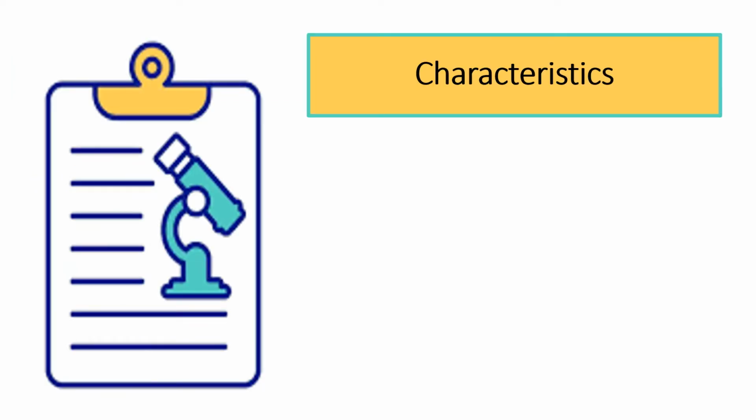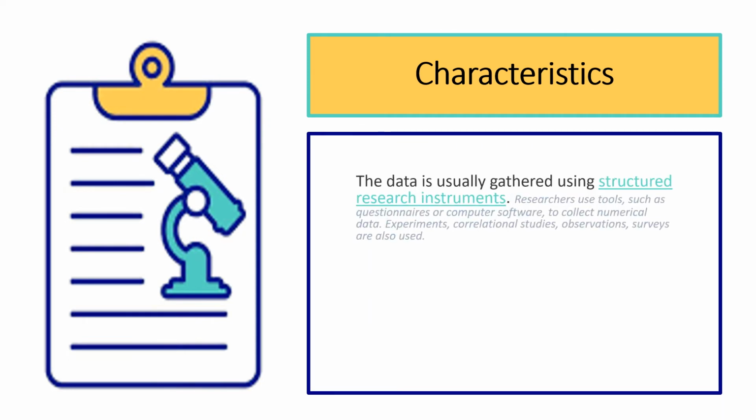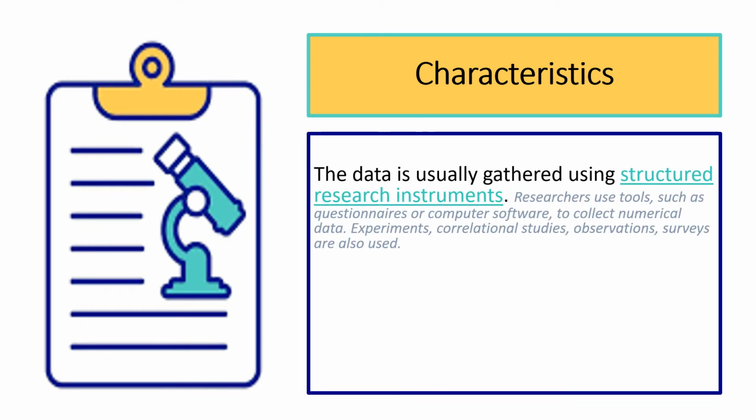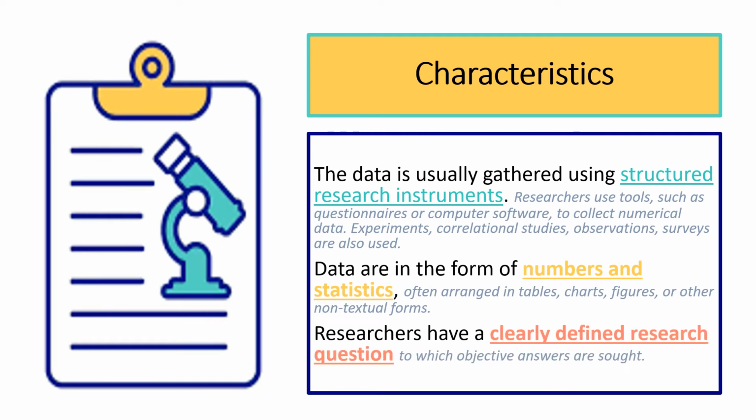Some of the characteristics of quantitative research are to be discussed. Data in quantitative research is usually gathered using structured research instruments. These are standardized techniques and tools that enable researchers to gather measurable, quantifiable data. Finally, data is in the form of numbers and statistics, and researchers have a clearly defined research question.